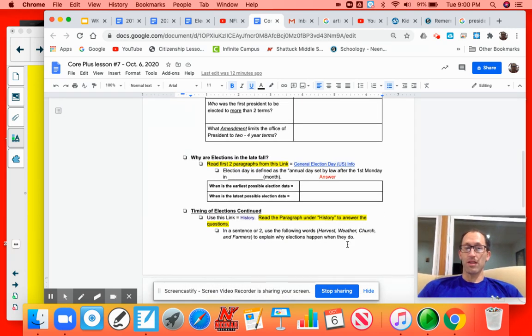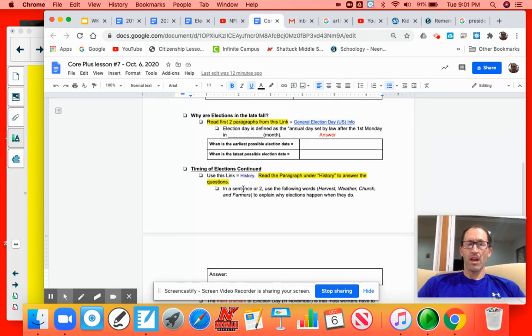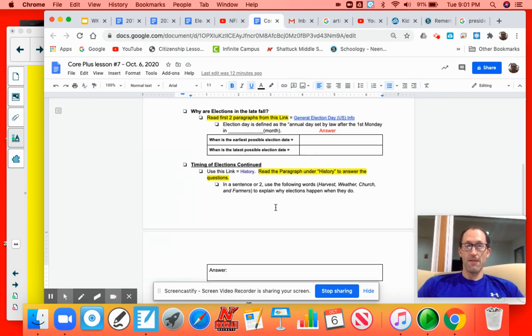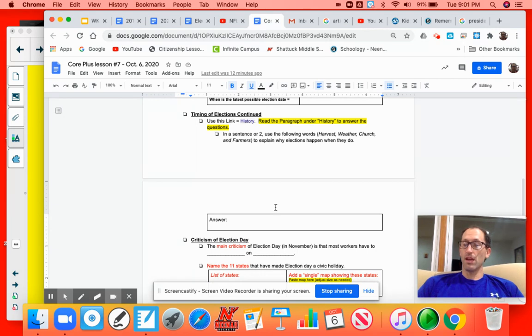Why are elections in the late fall? You're going to take a close look using this link here, answering these 3 questions. If you read the first 2 paragraphs, you should have your answer. Timing of the elections: why are they in a certain month and on a certain day? You'll understand that better using the words harvest, weather, church, and farmers.